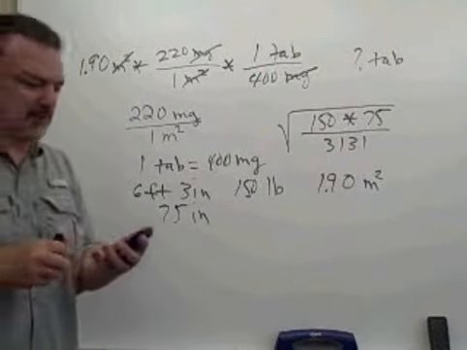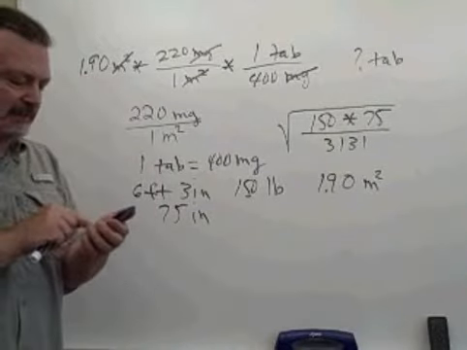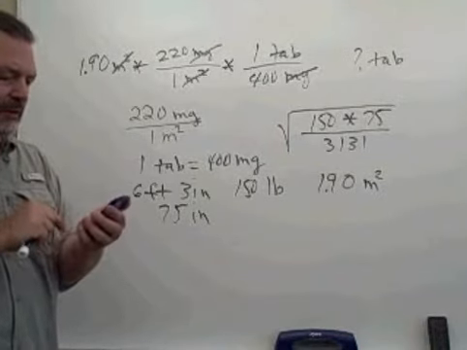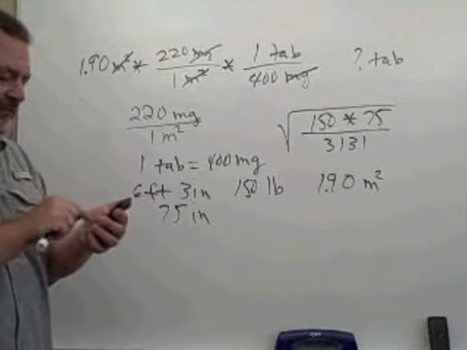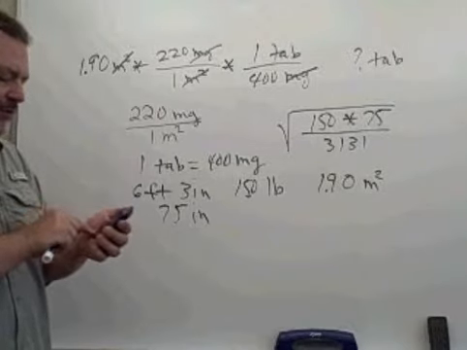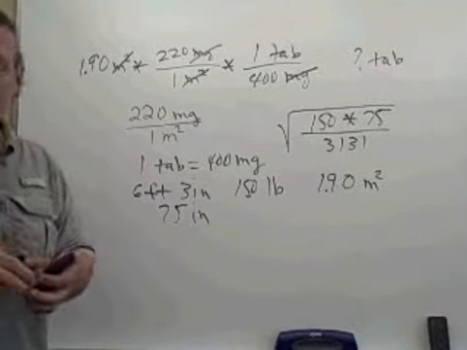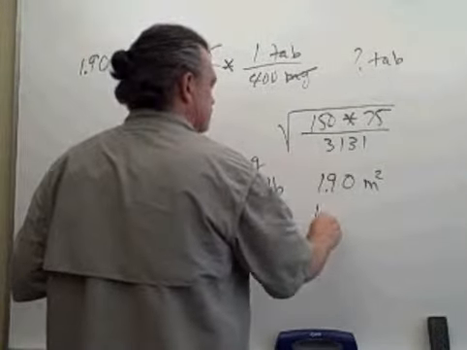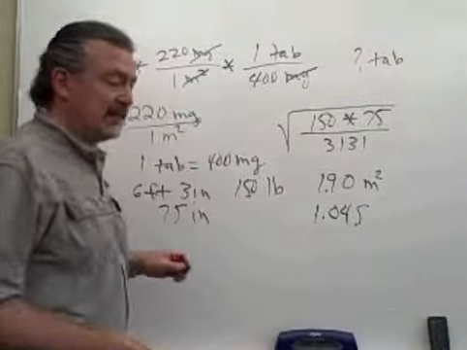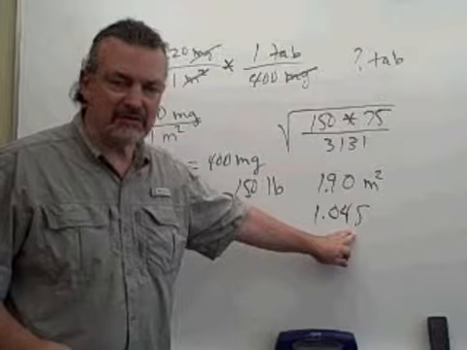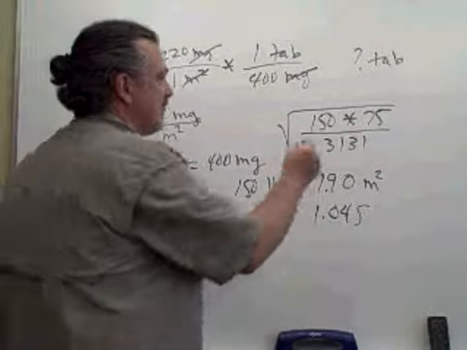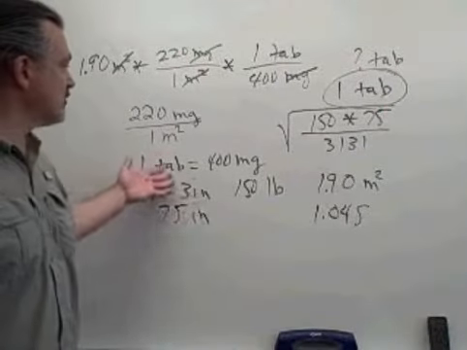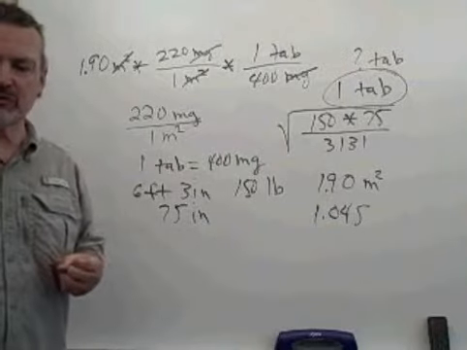So now I can do my arithmetic with my calculator. 1.9 times 220 gives us 418, and divide that quantity by 400 equals 1.045. Well, again, you can't administer 45 thousandths of a tablet. So we drop that, and this patient would receive 1 tablet in order to make sure they were getting the correct dosage of drug for their body surface area.